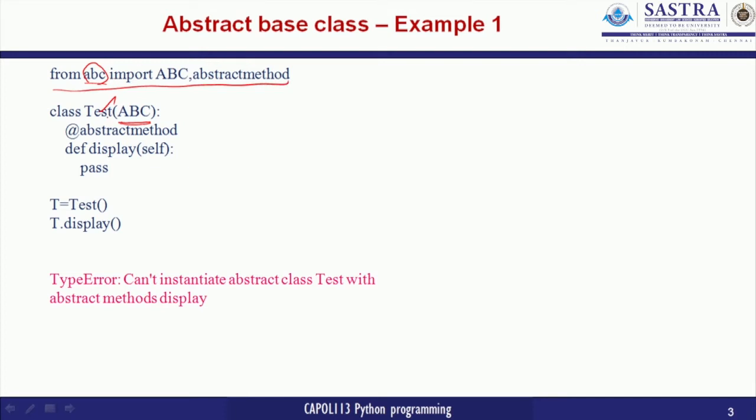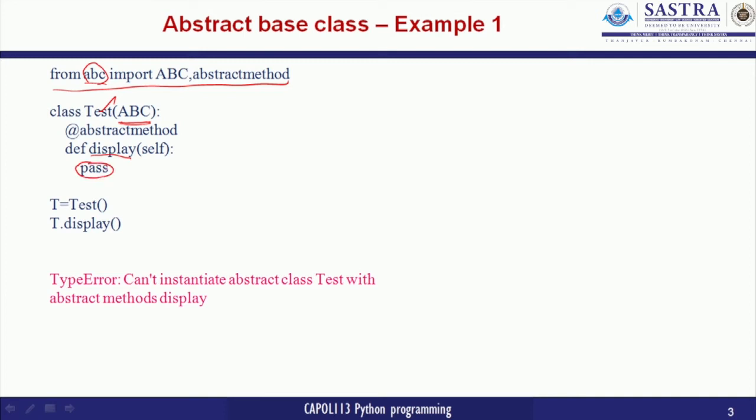Then within the Test class I am going to include one method called the display method. I am going to consider this display method as an abstract method. Abstract method means we don't include the method body, we don't consider the implementation part for the method. So I will specify only the pass keyword.